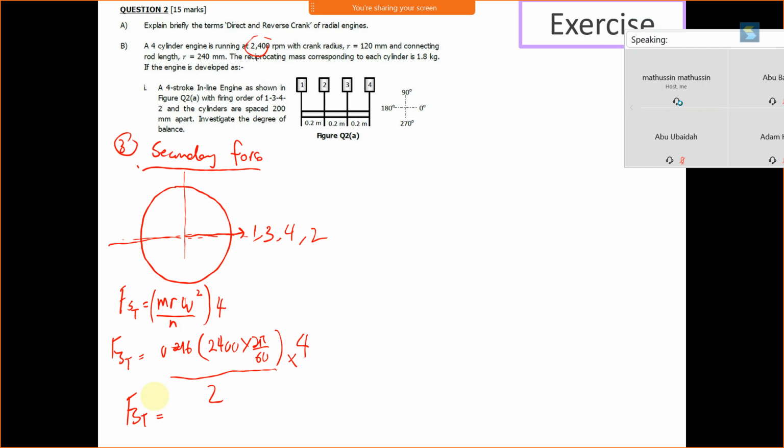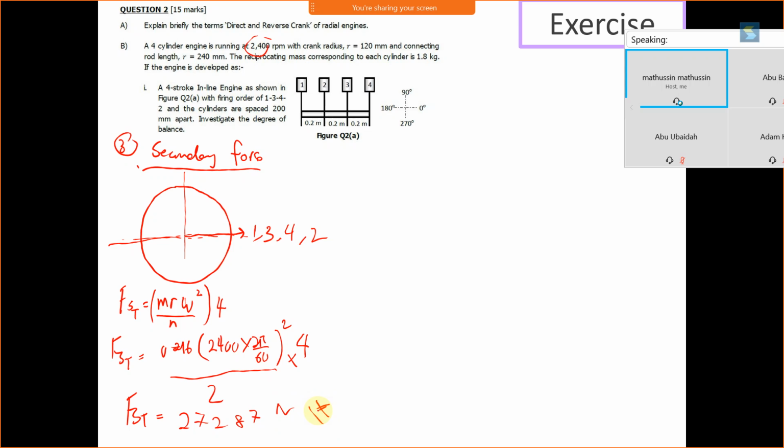Ke saya salah? Sekejap. Oh, kena kuasa 2. MR omega square. Sorry. So 2400 darab 2 pi, bagi 60 square. Darab 4 darab 0.216, bahagi 2. So 27K, isn't it? So 27287 Newton. So that is our FST.